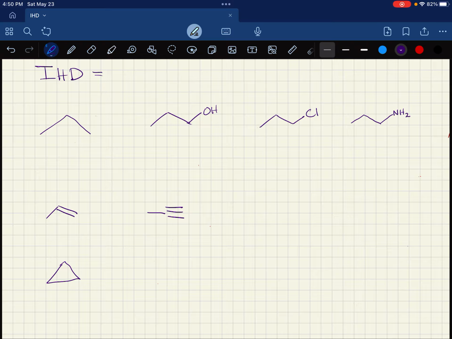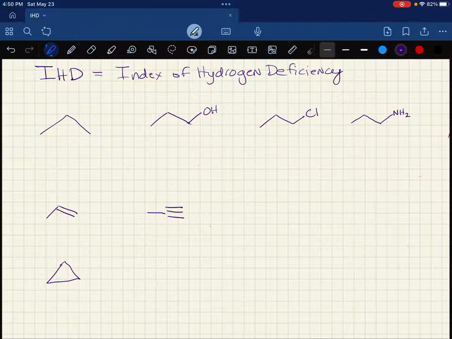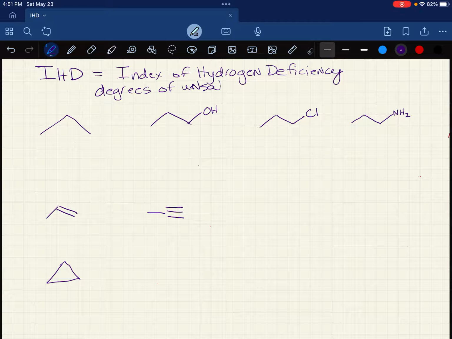IHD is index of hydrogen deficiency. And it can also be called degrees of unsaturation. And it's basically a way to measure how saturated or unsaturated a compound is. And it's used in a variety of ways. So, two particular uses for the IHD.